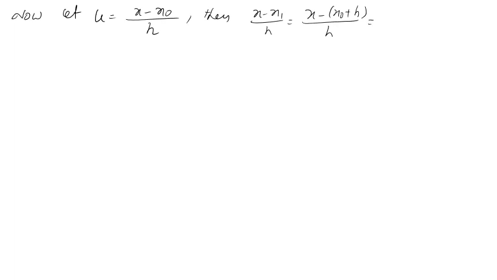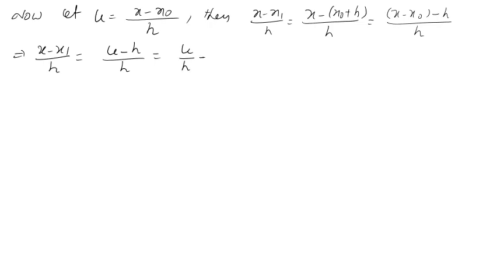Now let u equal to x minus x naught by h. Then what is x minus x1 by h? x1 can be written as x0 plus h, so x minus x1 by h is x minus x0 minus h whole by h. x minus x0 by h is u, so this is u minus h by h, that is u minus 1. Isn't it correct? u equal to x minus x naught by h.